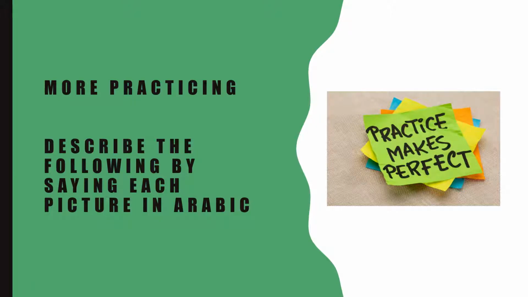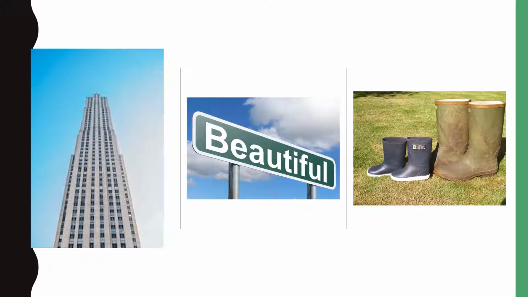Now I want you to describe the following by saying each picture in Arabic. Describe each picture you see in Arabic. Now describe the first picture to the right, big shoes, small shoes. Then in the middle, try to say it one time masculine, one time feminine. And the third one, this building is tall. So try to say everything in Arabic. Stop the video right now. Please try to practice before you move on.